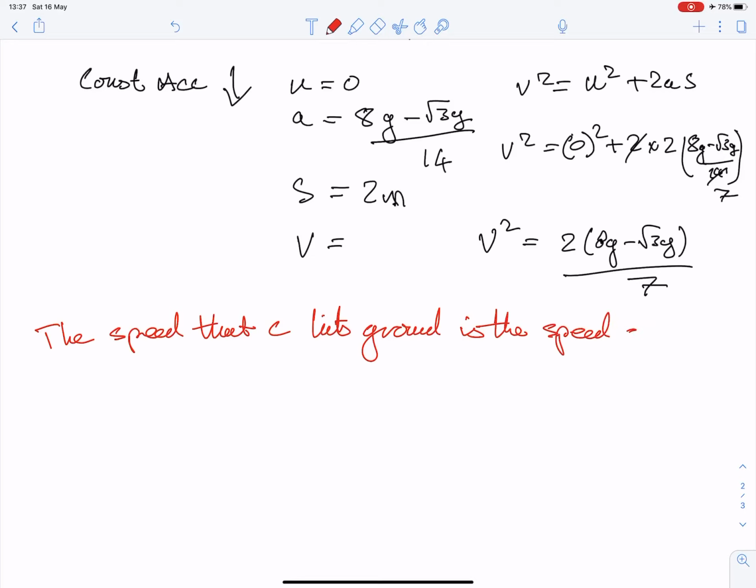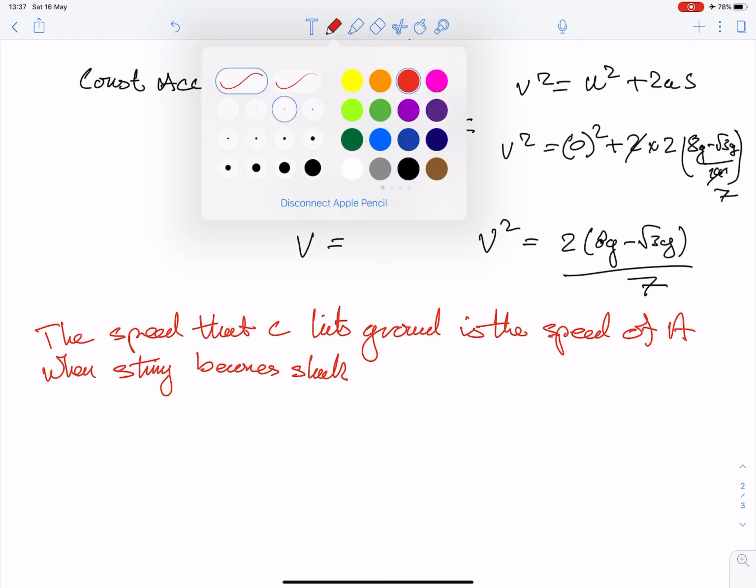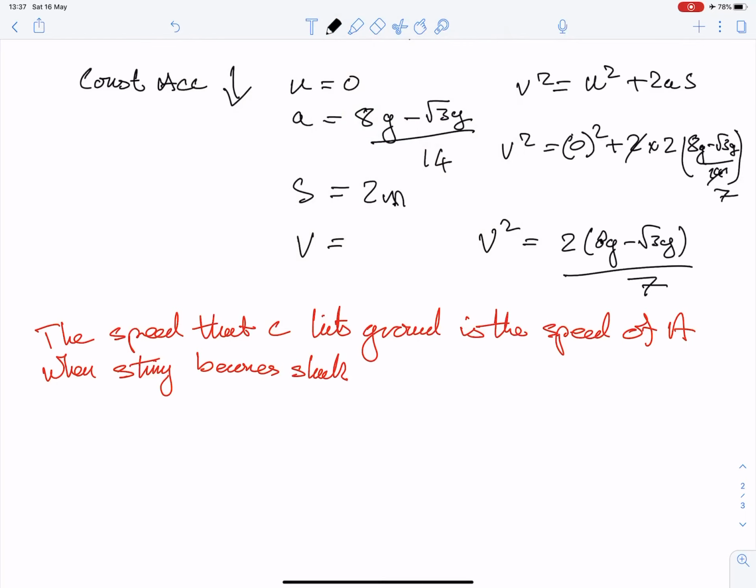So v squared equals, the 2 cancels with the 14 to leave 7, so 2 lots of (8g minus root 3 g) over 7. So v is going to be equal to the square root of that.